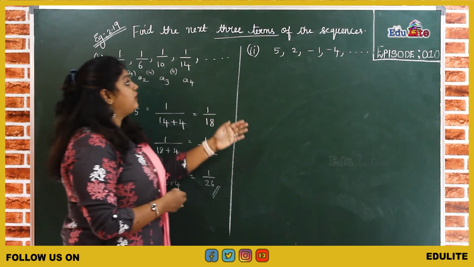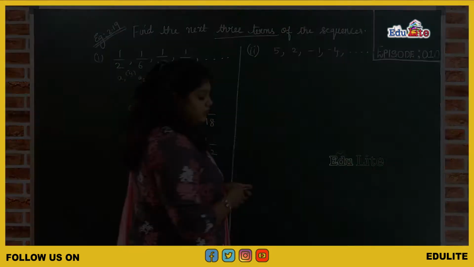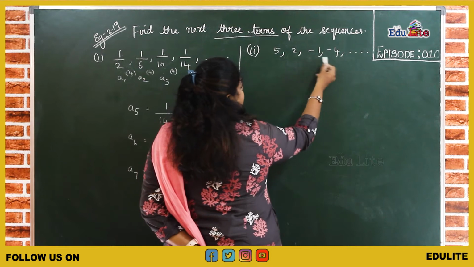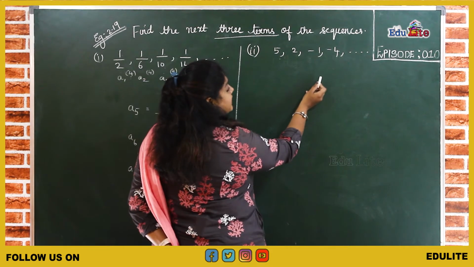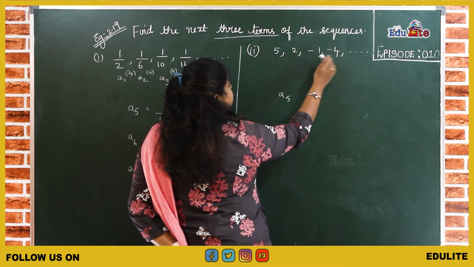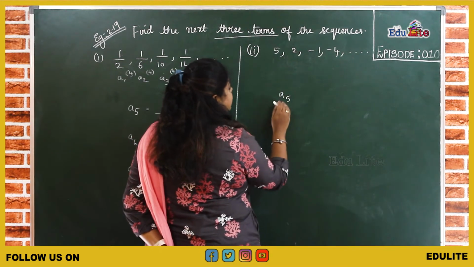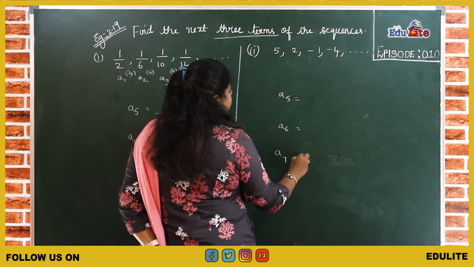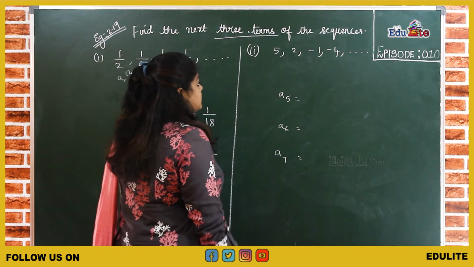Let us do the same for the second subdivision also. First we have to check what concept or sequence is applied here, then we can frame A5. Here also 4 terms are given in the sequence, therefore we have to find A5, A6 and A7 in order to find the 3 terms of the sequence.